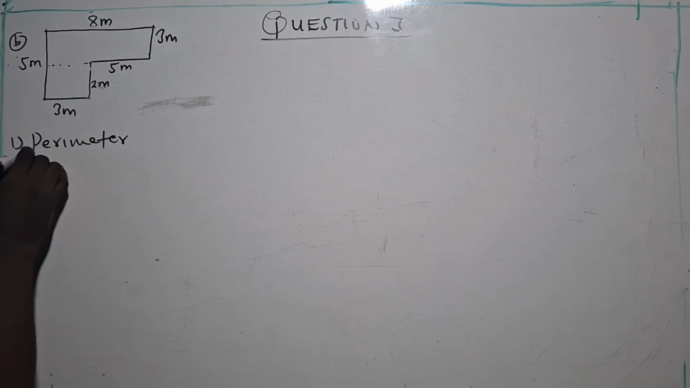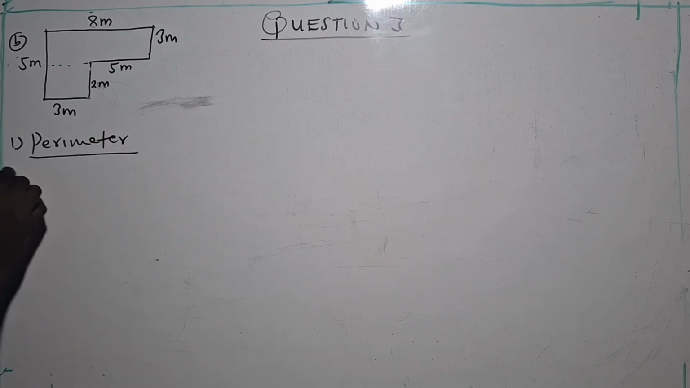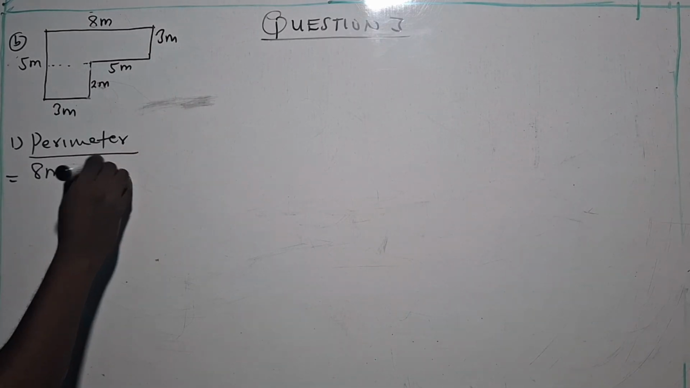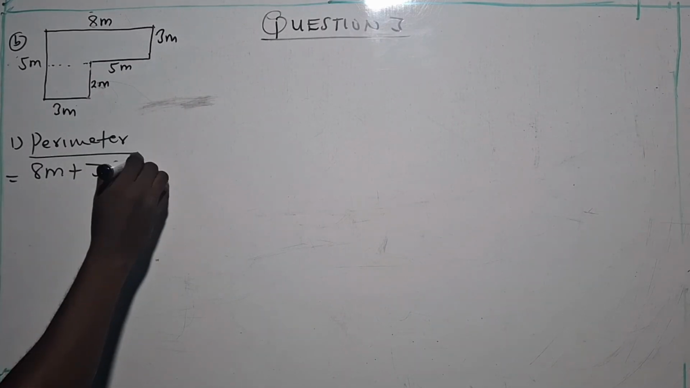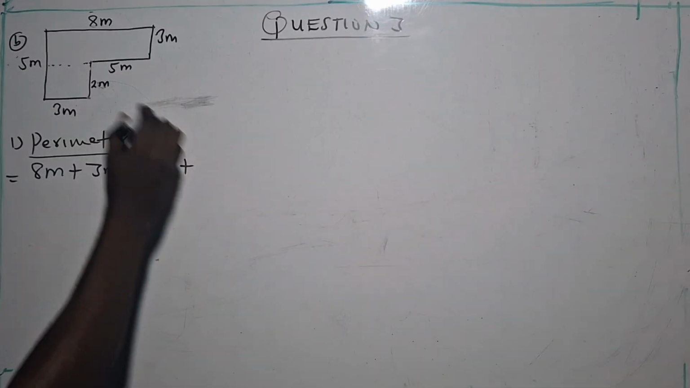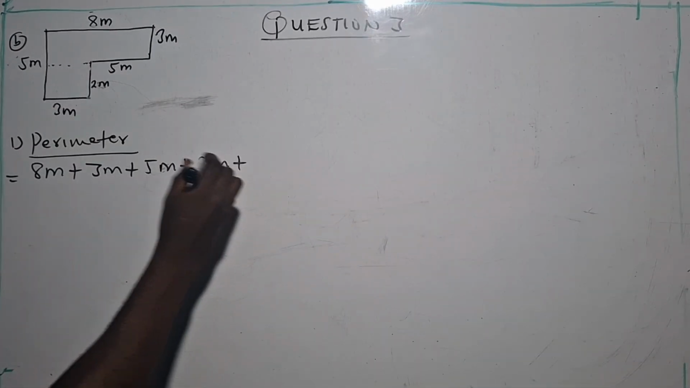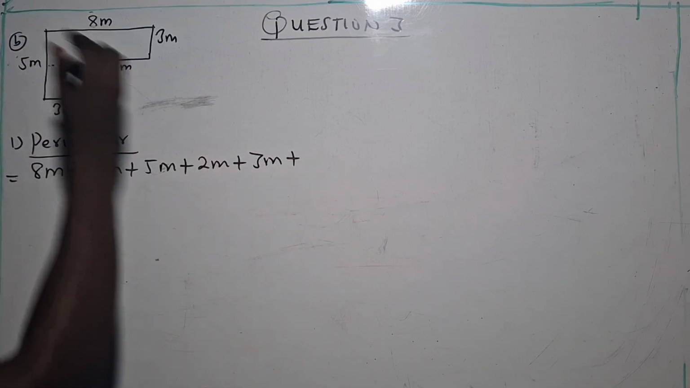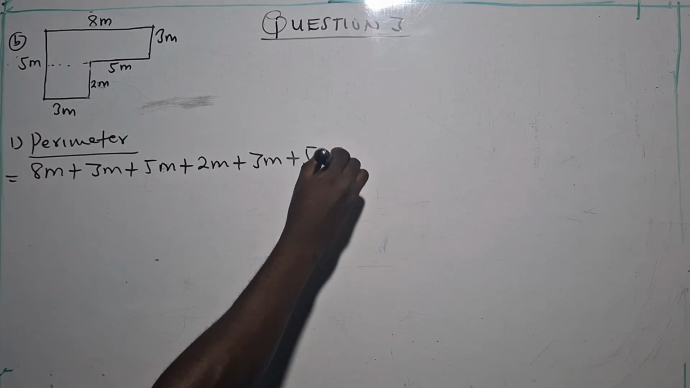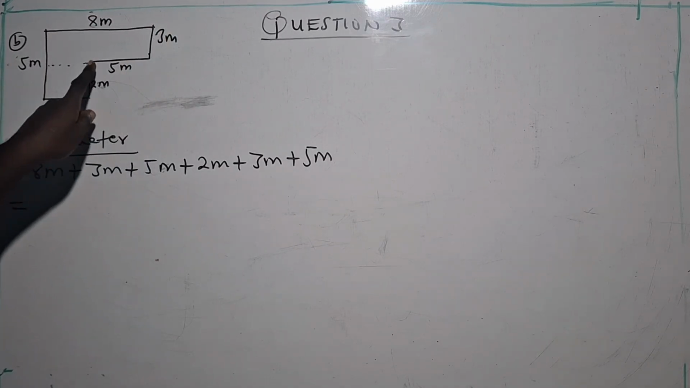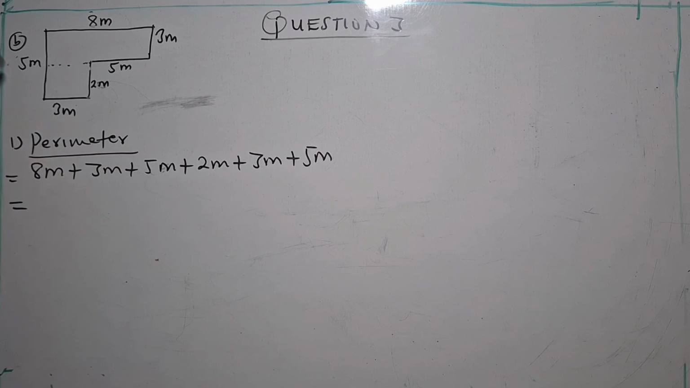So the perimeter is going to be 8 meters, 3 meters, 5 meters, 2 meters, 3 meters, then we have another 5 meters. So the perimeter: 8 plus 5 plus 3 plus 2 plus 3 plus 5.